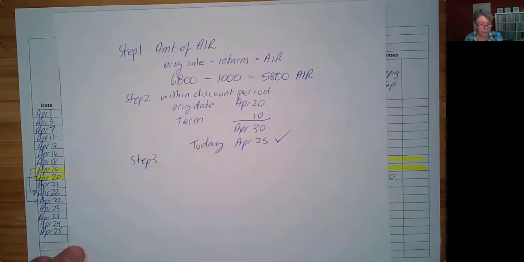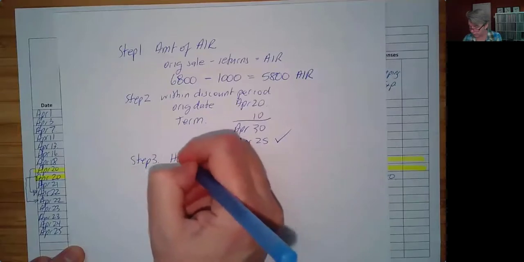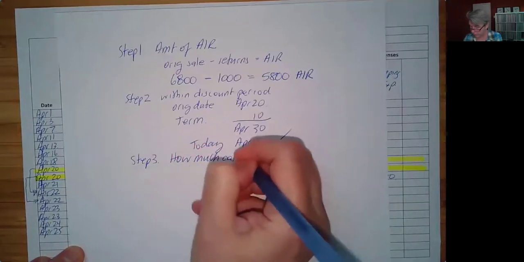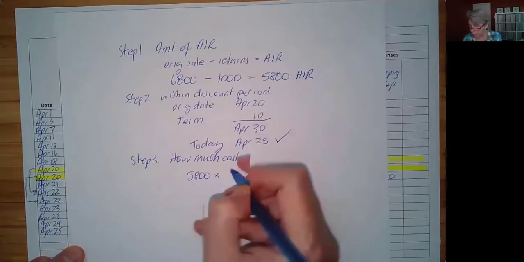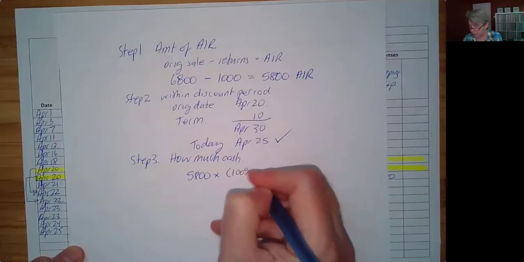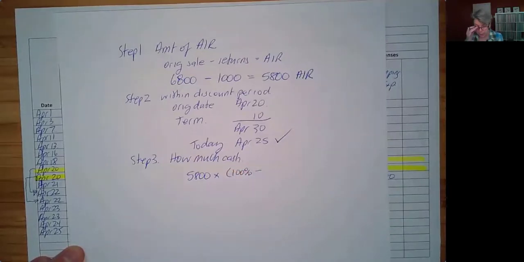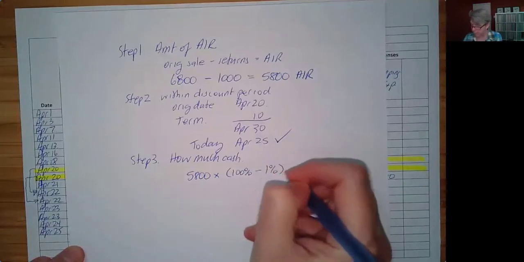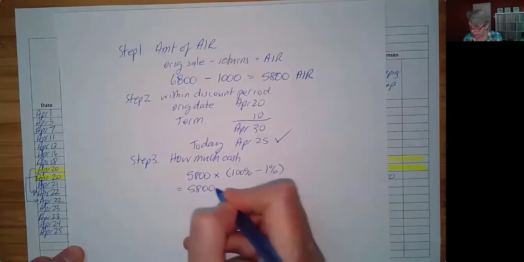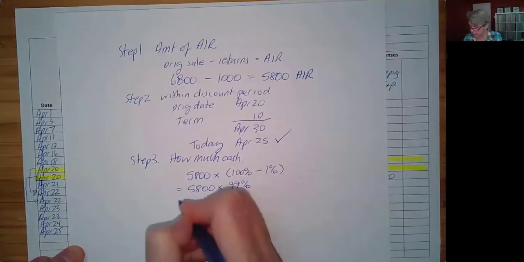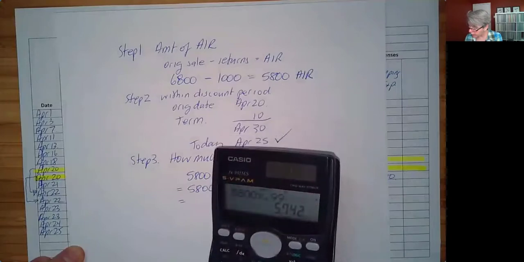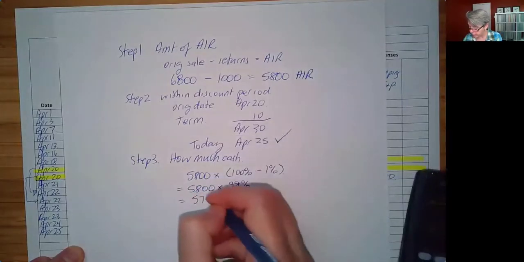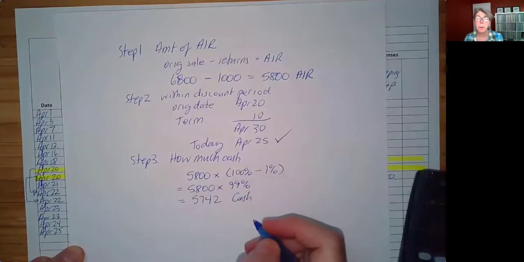All right, let's do step 3. We want to calculate how much cash. So we're going to take the amount of the accounts receivable, which is $5,800, and multiply it by 100% minus what percent discount can the customer take? 1%. This is equal to $5,800 multiplied by 99%, and with my calculator, $5,800 times 99% is equal to $5,742. This is the amount of cash that we will receive from our customer.